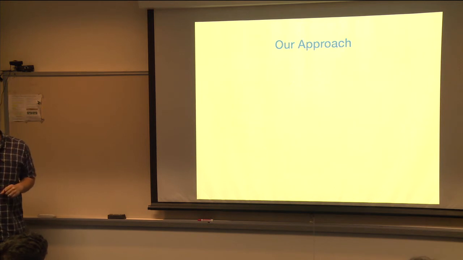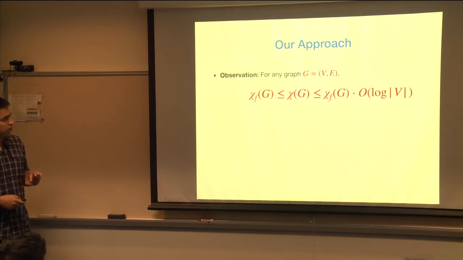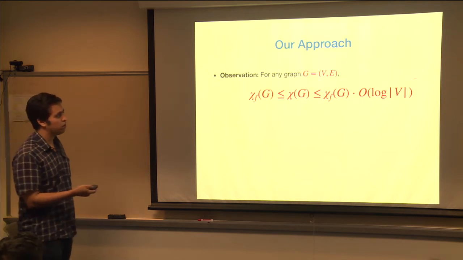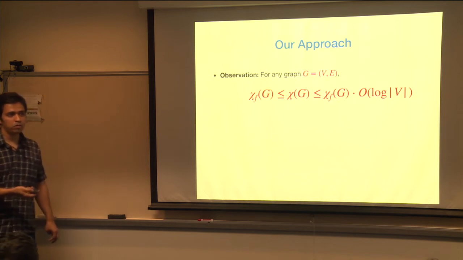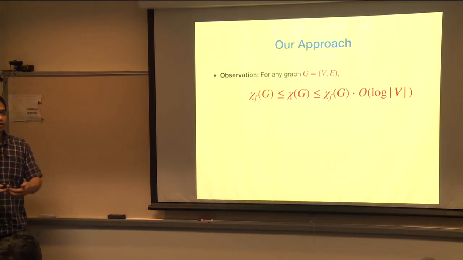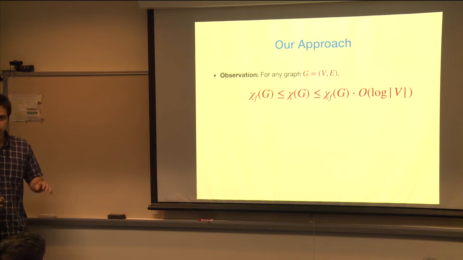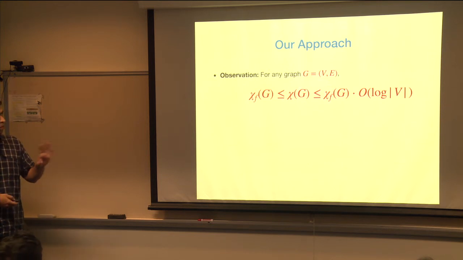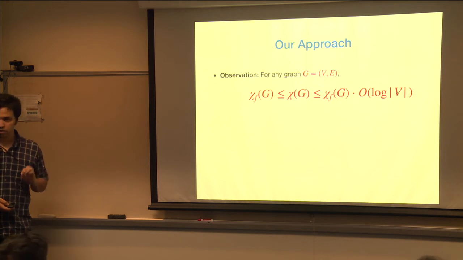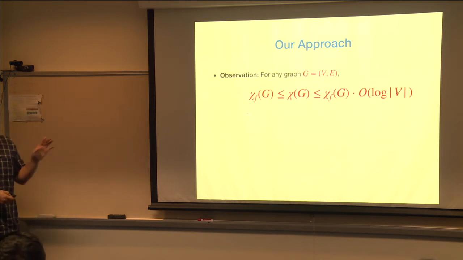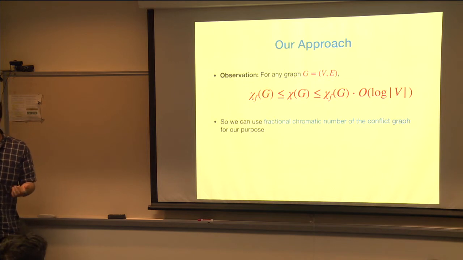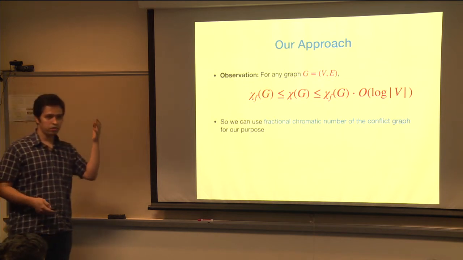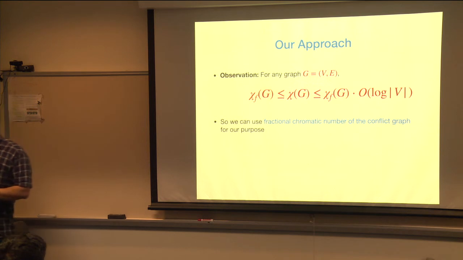Okay. So the observation is that the fractional chromatic number is smaller. In fact, it's also not that much smaller. This is just a simple randomized rounding. The same thing you do for set cover will also apply here, and will imply that you are within a log factor of the number of vertices in the graph. So fractional coloring is close enough to the integral coloring, and is a lower bound for that. So what we can do is to use the fractional chromatic number of this conflict graph for our purpose. Sounds good?